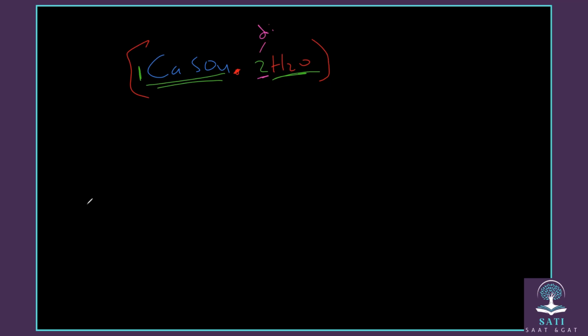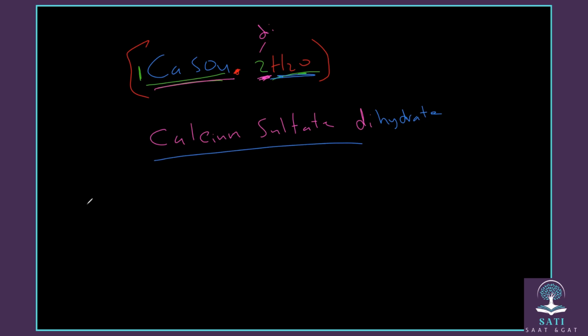Good. Here now, how do we write this one? We write calcium sulfate. Now this one is 2, so we write di. Then instead of water, we write hydrate. So this is how we read hydrated salts.